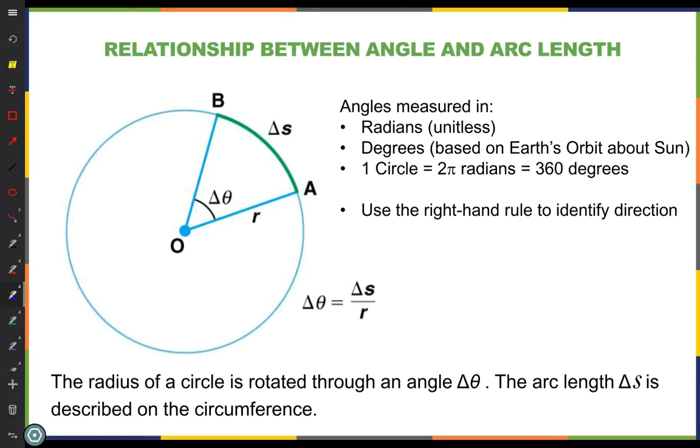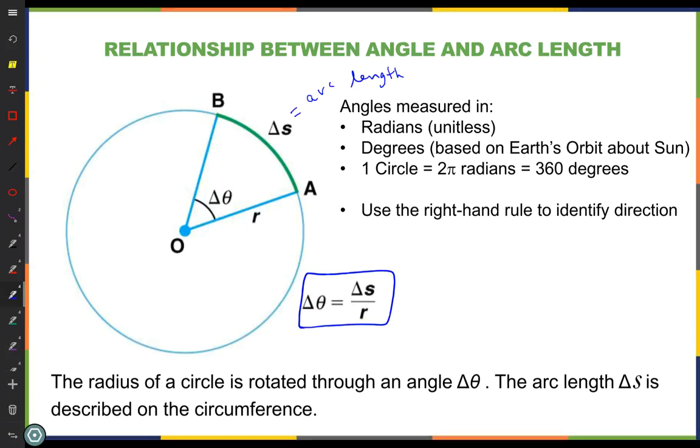We measure the angle, like you know how to measure an angle. But there is a relationship between the angle and the arc length. This delta S is an arc length. An arc is a piece of a circle. And the relationship between that arc length and the angle is shown right here. The angle is the arc length divided by the radius.